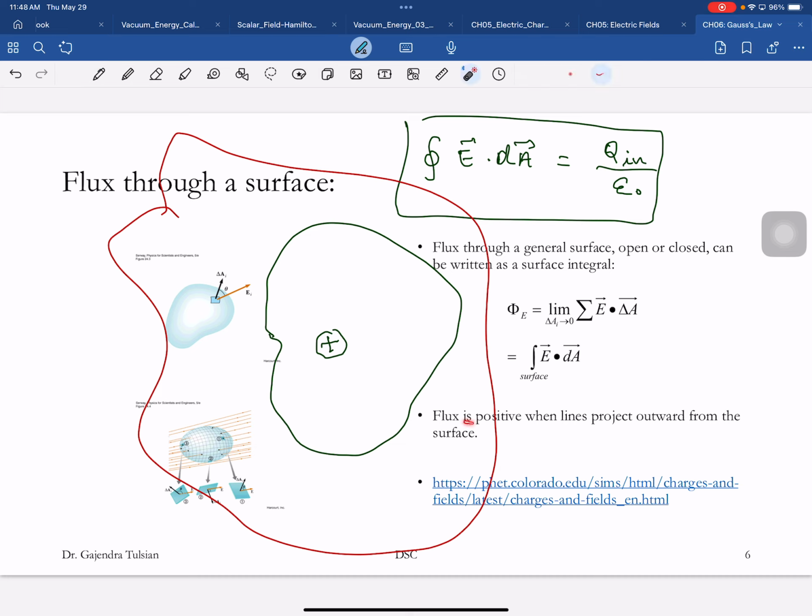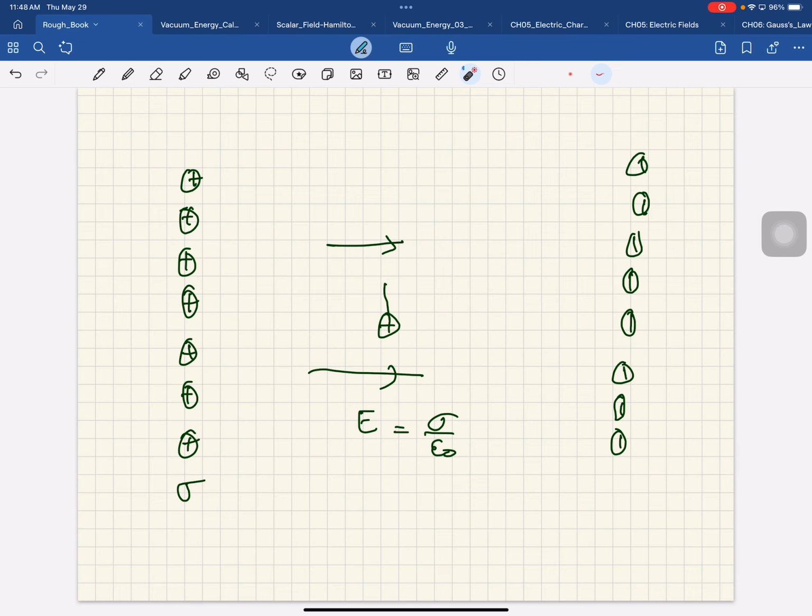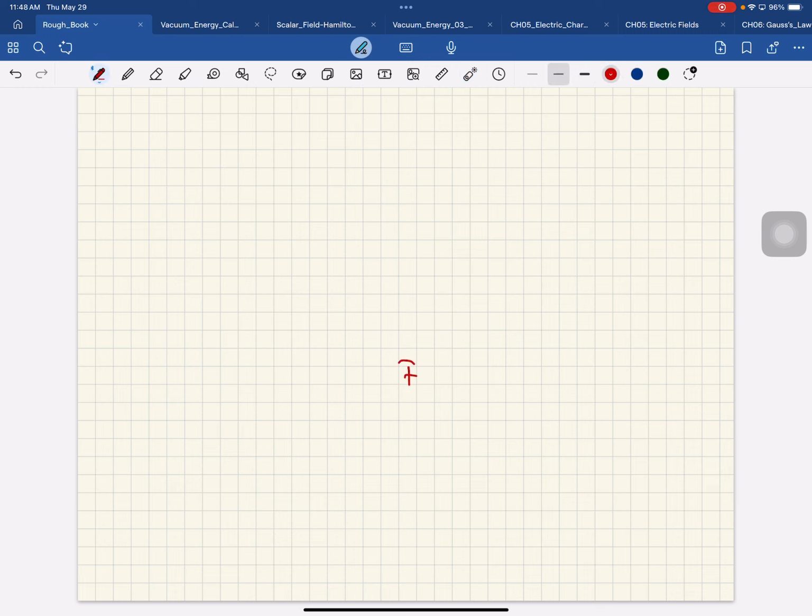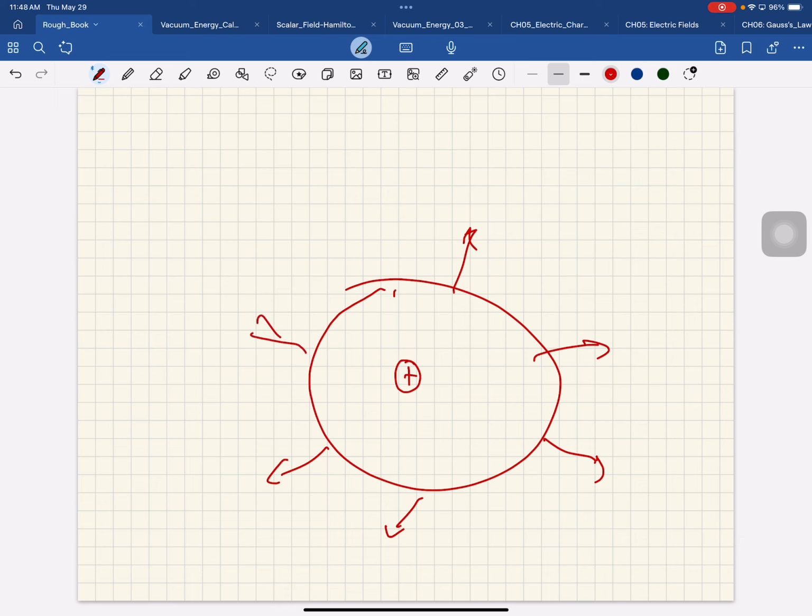So flux is positive when lines project outward from the surface, and if the net flux is going inward, then the flux is negative. So you already see that if the flux is positive, the net charge inside is positive. If the net flux is negative, the net charge inside is negative. And that makes sense. We already know for a single charge how things look. For a positive charge, you draw a sphere, and you'll get a positive flux. For a negative charge, you'll get a negative flux. So maybe Gauss was right.